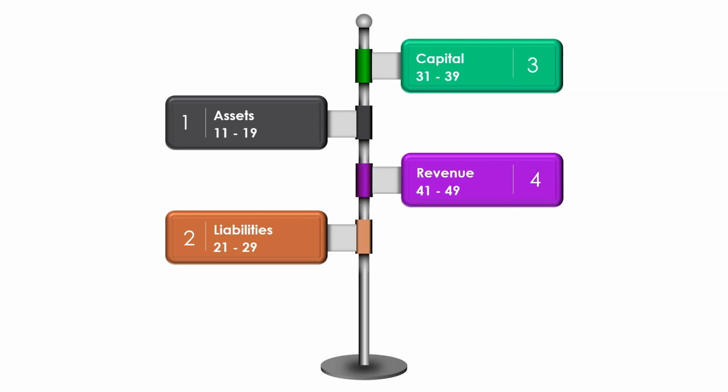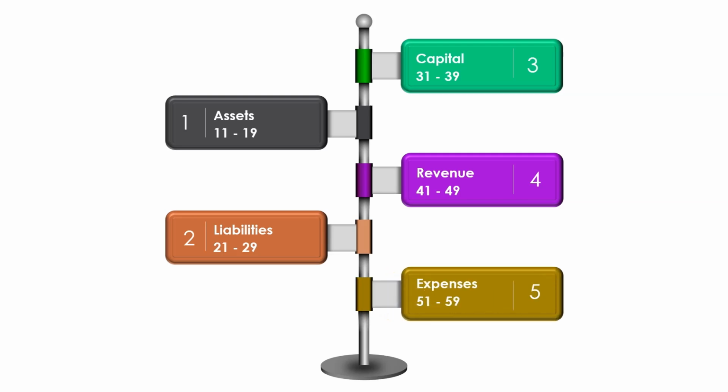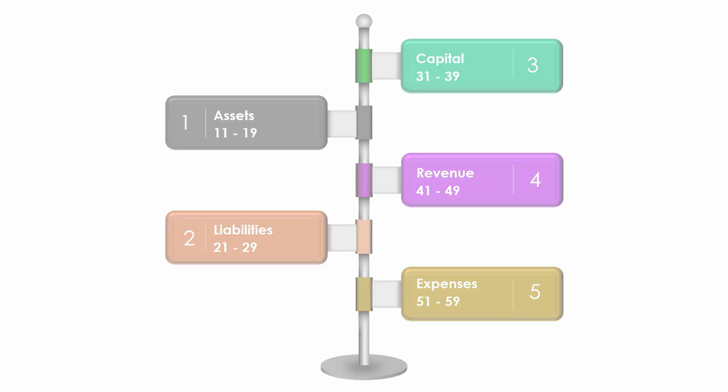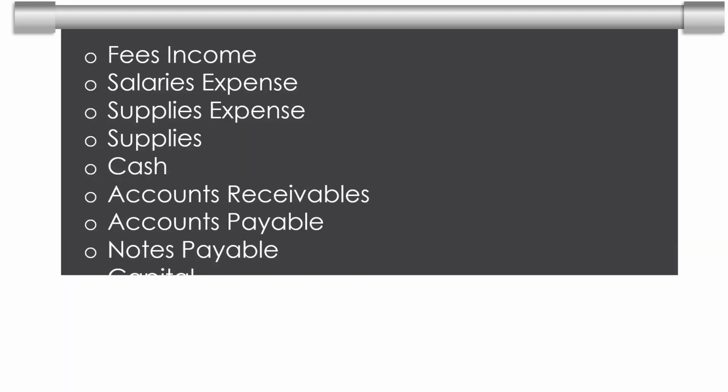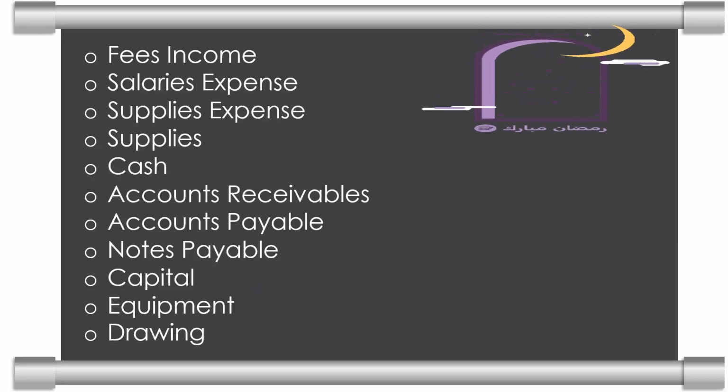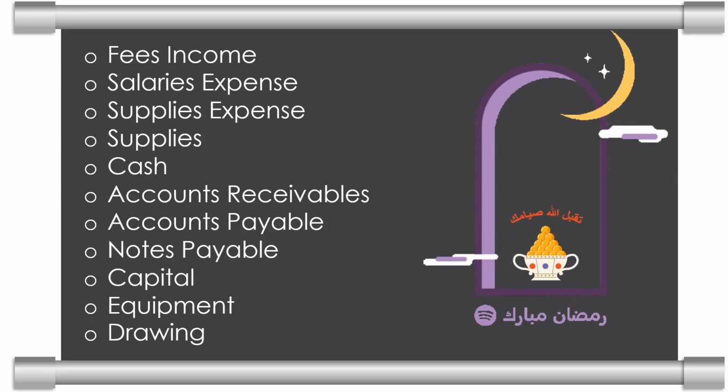Income or revenue accounts are categorized between 41 and 49, capturing the earnings generated by the business. Expenses are listed within the range of 51 to 59, representing the costs incurred to operate the business. This structured numbering system ensures that financial transactions are recorded accurately and efficiently in the ledger. Next, let's organize the accounts into their proper categories and assign the correct numerical codes.